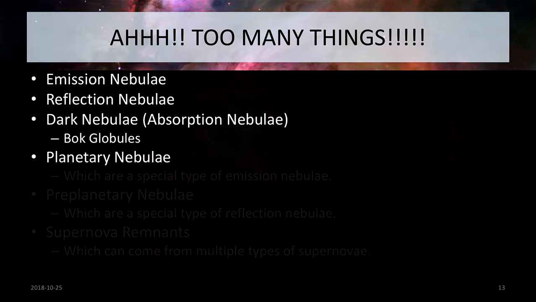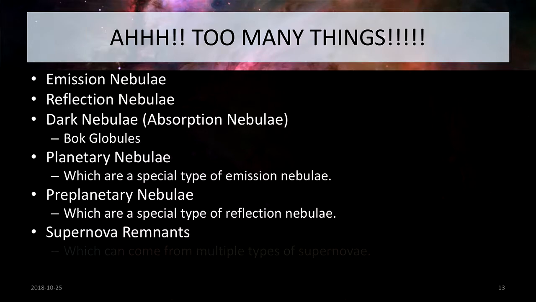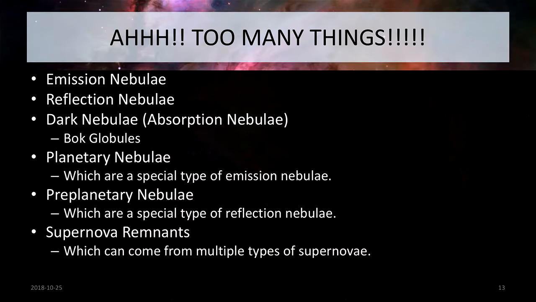We have planetary nebulae, which, like emission nebulae, can be referred to as H2 regions, where you have that hydrogen being ionized and emitting extra light. And then we also have the note that they are just a special type of emission nebula. Likewise, the preplanetary nebulae are just a special type of reflection nebula. And then there's supernova remnants, which can come from various types of supernova. So that's a lot of information.